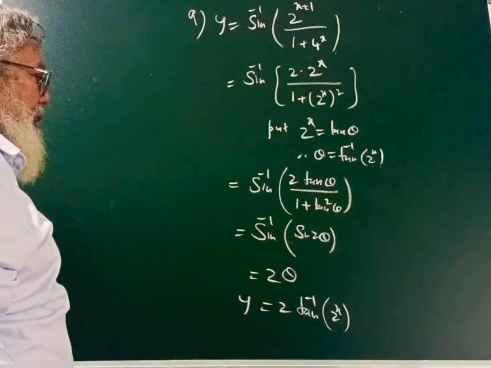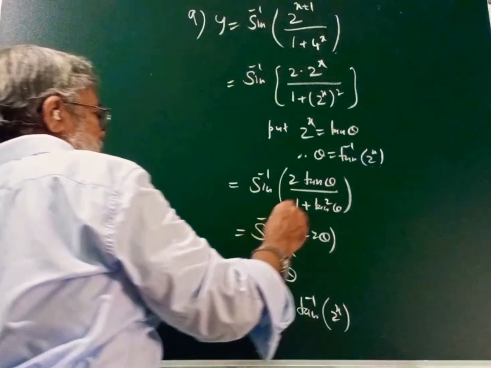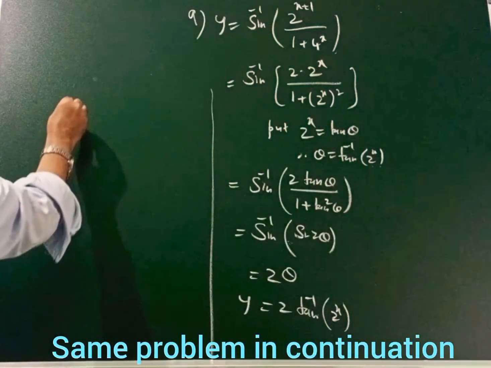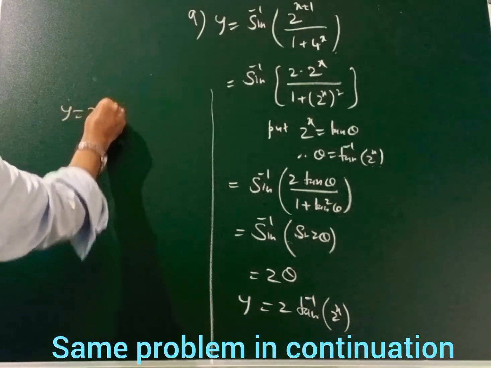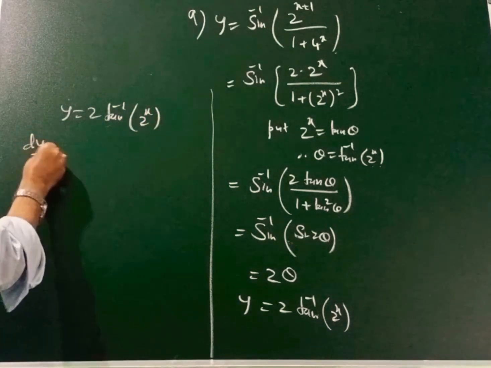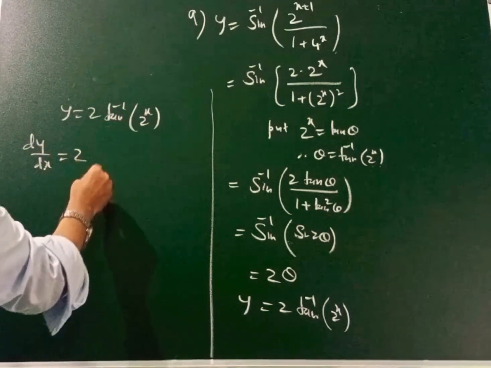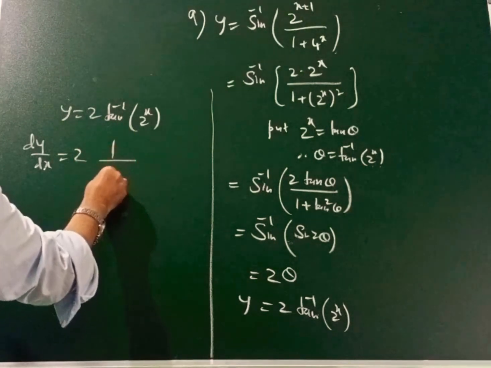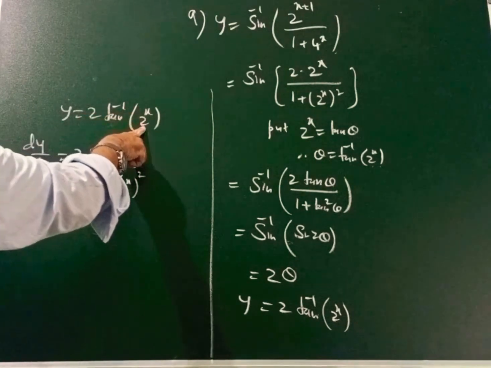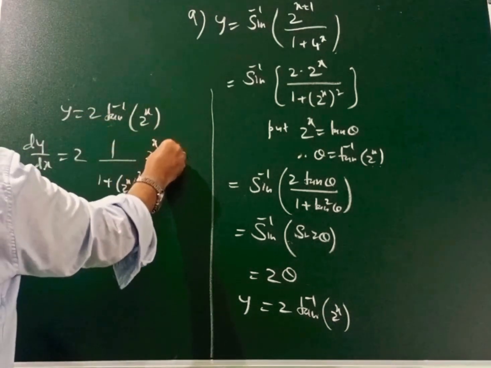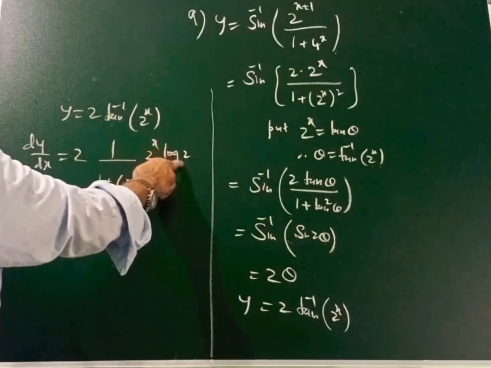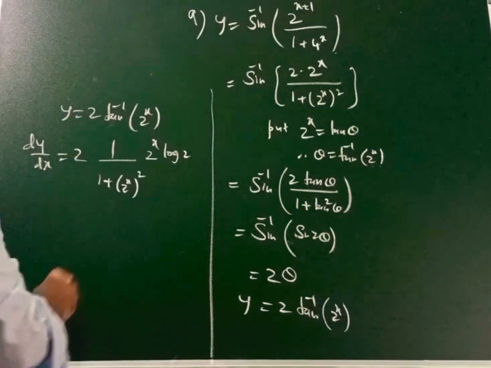Now we have to differentiate with respect to x. So y is equal to 2 tan inverse of 2 raised to x. dy by dx: 2 is a constant, differentiation of tan inverse is 1 by 1 plus 2 raised to x whole square, times differentiation of 2 raised to x. Differentiation of a raised to x is a raised to x into log a. In place of a we have 2 here.